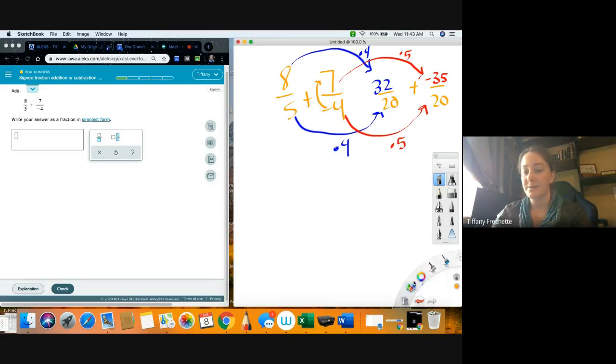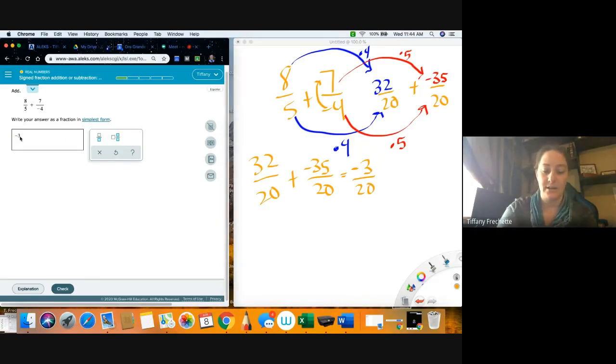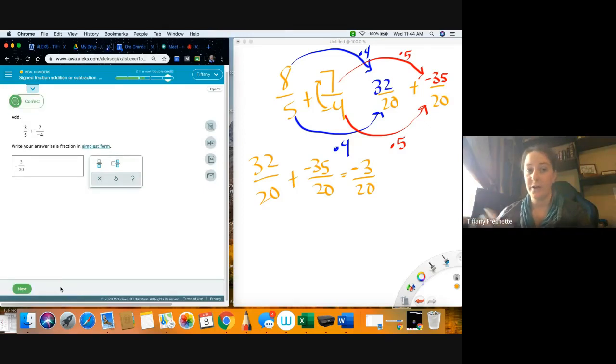All right, let's rewrite this without all the funky colors. 32 over 20 plus negative 35 over 20. So we chopped them all into 20 pieces. They're even, so now we can compare them. 32 plus negative 35, they're opposites. One's positive, one's negative. I subtract, and I get 3, and then the bigger number decides my sign. 35 is bigger, so it's negative 3 over 20. Check.